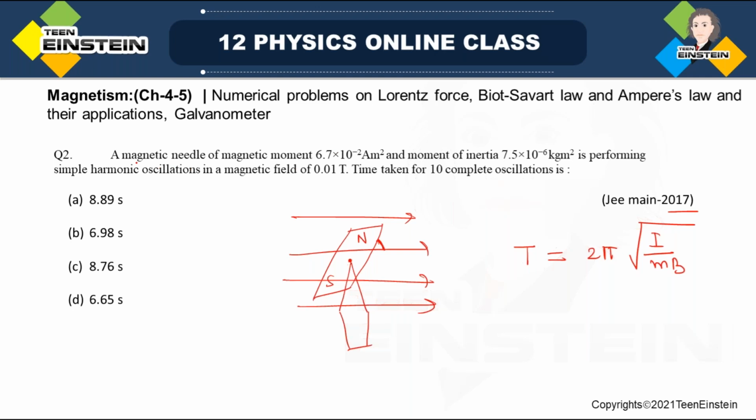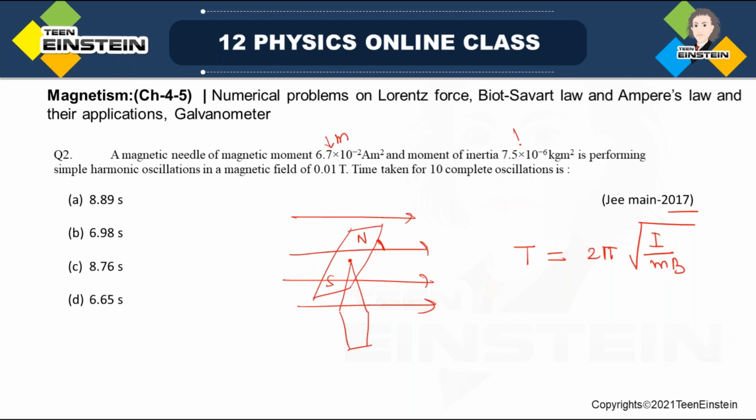this problem. A magnetic needle of magnetic moment M, and moment of inertia I, is performing a simple harmonic oscillation in a magnetic field. The magnetic field is also given. So I have all the parameters: M, I, B.